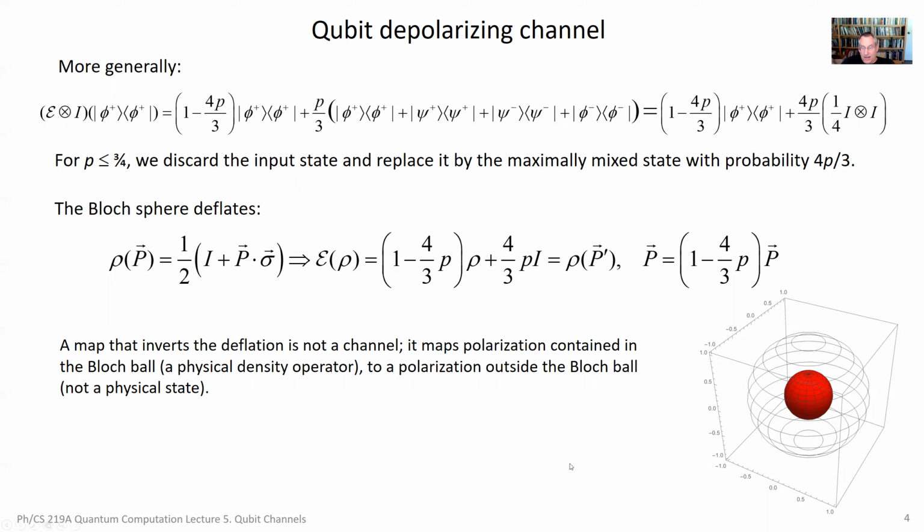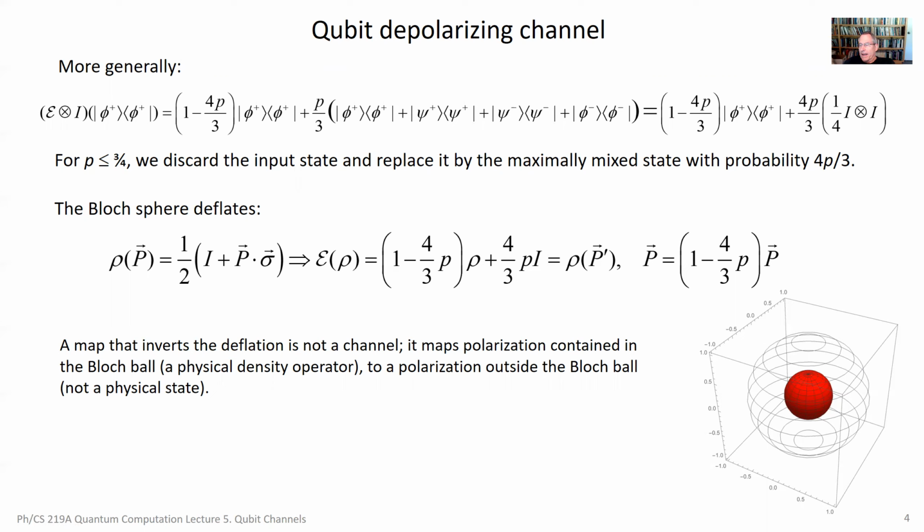And what happens is that all the pure states which live on the unit sphere in 3 dimensions get shrunk down to a smaller sphere. The polarization gets isotropically rescaled. The whole sphere deflates to, it's still a sphere, but now a smaller sphere.